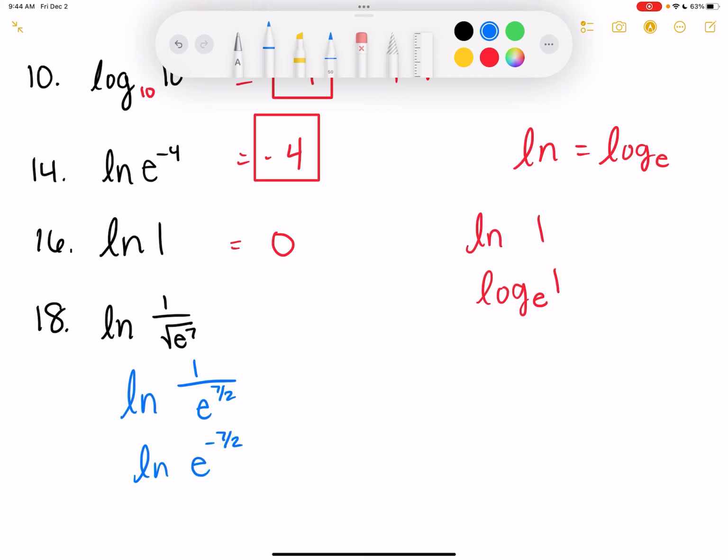Now this is a property. What is this equal to? Negative 7 over 2. Yep. So it's log base e of e to the negative 7 over 2. If you're looking at properties, it's property 3. It's just written a little different. If you see an ln and an e together, you know those are going to cancel.